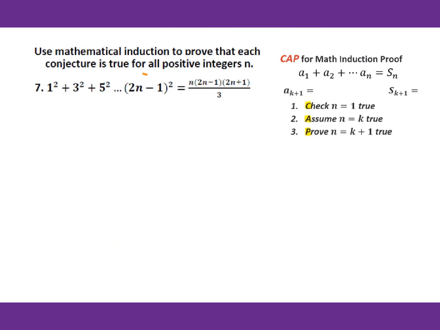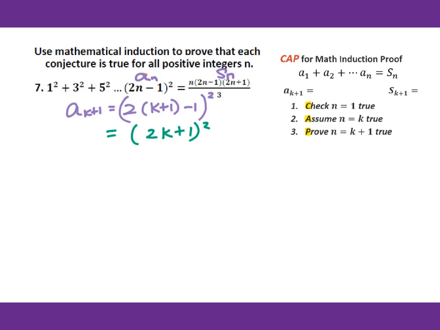For number 7, assume this is a sub n and add n here. So we get a sub k plus 1 equals 2 times k plus 1 minus 1, then you do square. Just change every single n into k plus 1. So we get 2k plus 1 square.